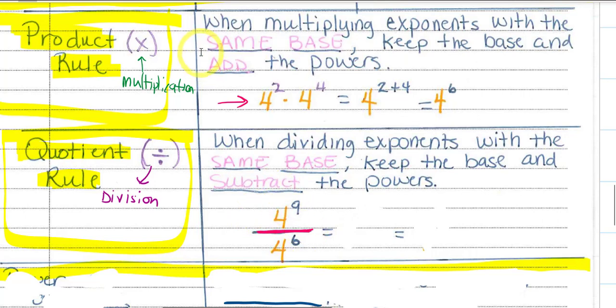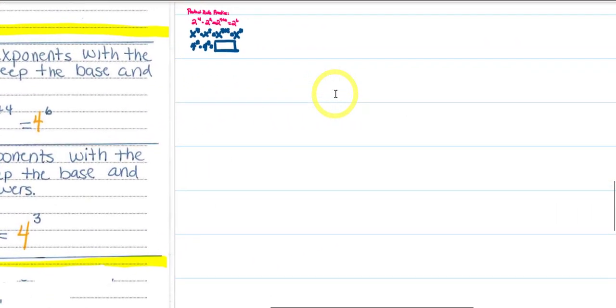If that is the case, you simplify this by keeping the same base of 4, and we take the 9 exponent and subtract the 6 exponent, so it's 9 minus 6, and 4 to the third would be our answer. Okay. So when it is a division, we're going to keep the same base and subtract it. Okay, let's practice some of those. So we're going to do quotient rule.